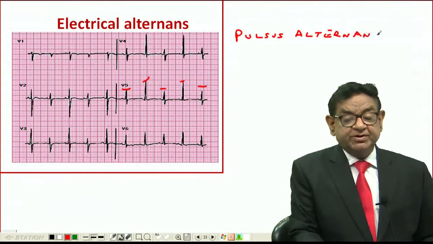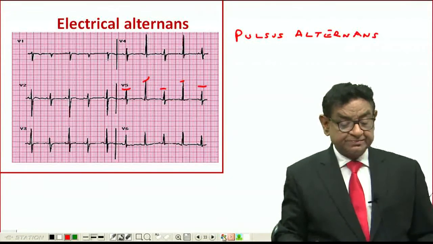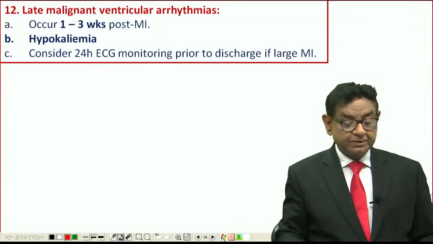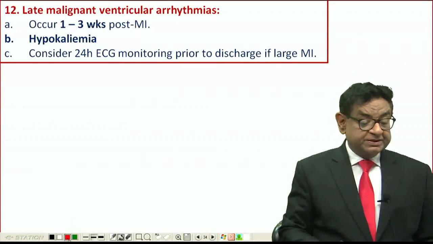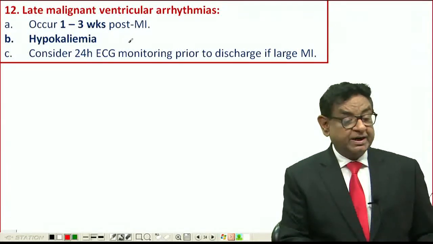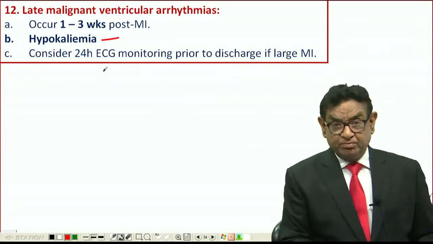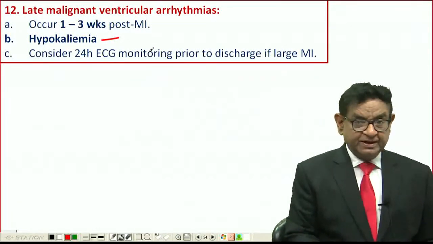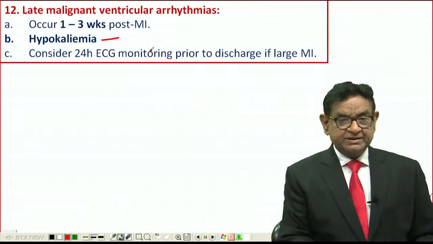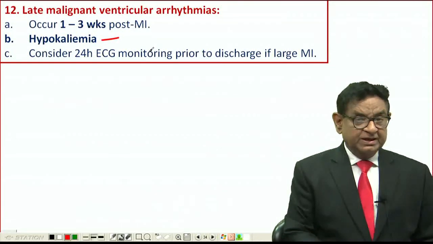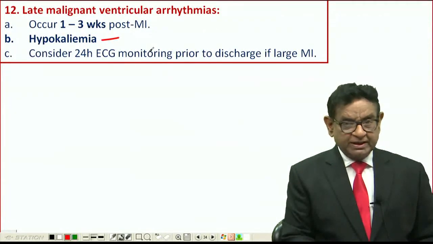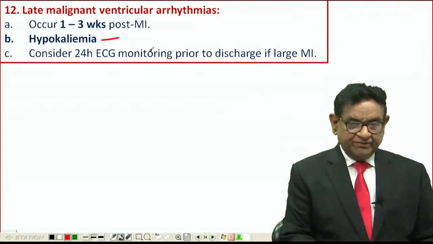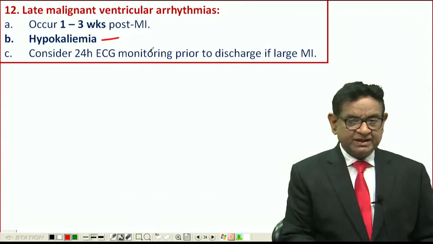Which is seen in severe left ventricular heart failure. Now, late malignant ventricular arrhythmias occur 1 to 3 weeks post MI. Hypokalemia is one of the most important predisposing factors. As I already told you, in any case of arrhythmias, electrolyte imbalance and acid-base disturbance should be ruled out and corrected. Once you correct this electrolyte imbalance, the arrhythmias will disappear automatically.